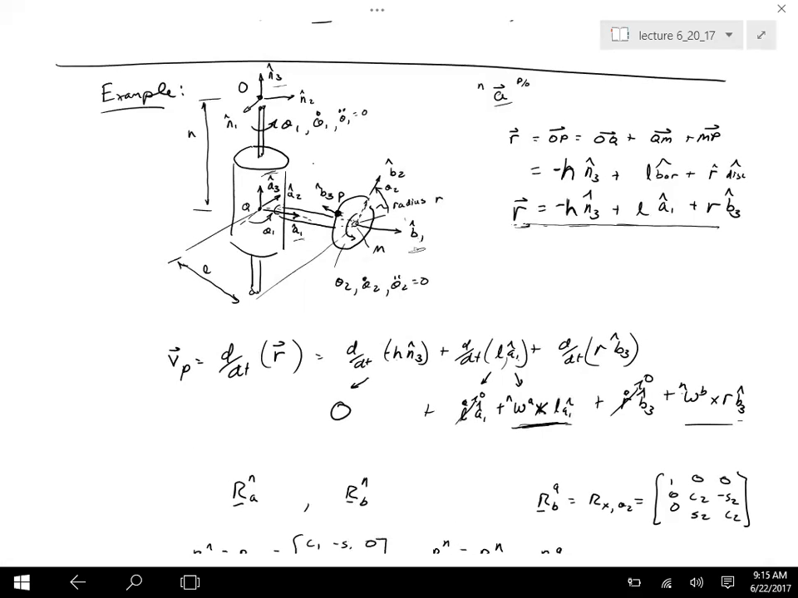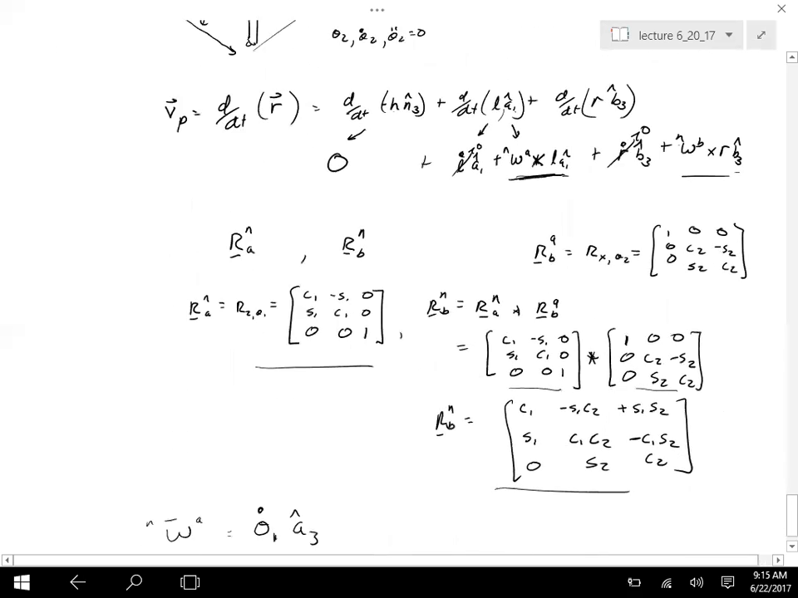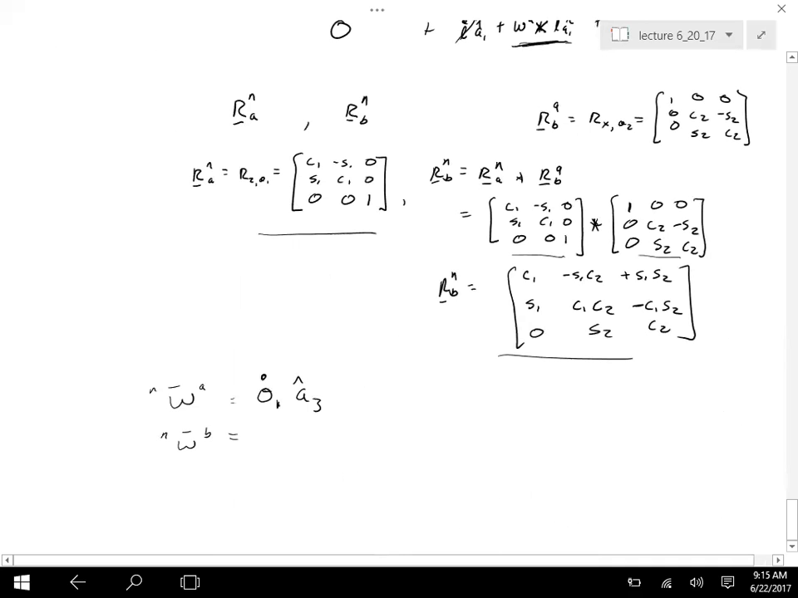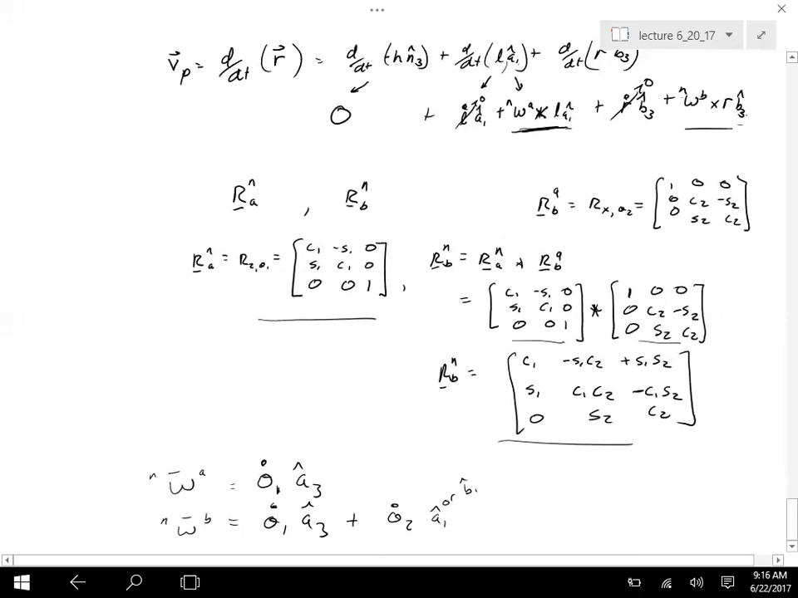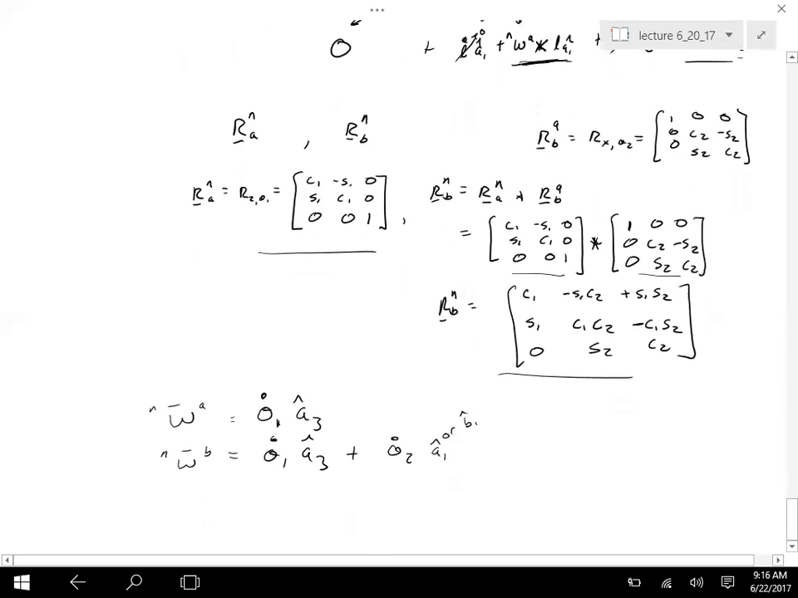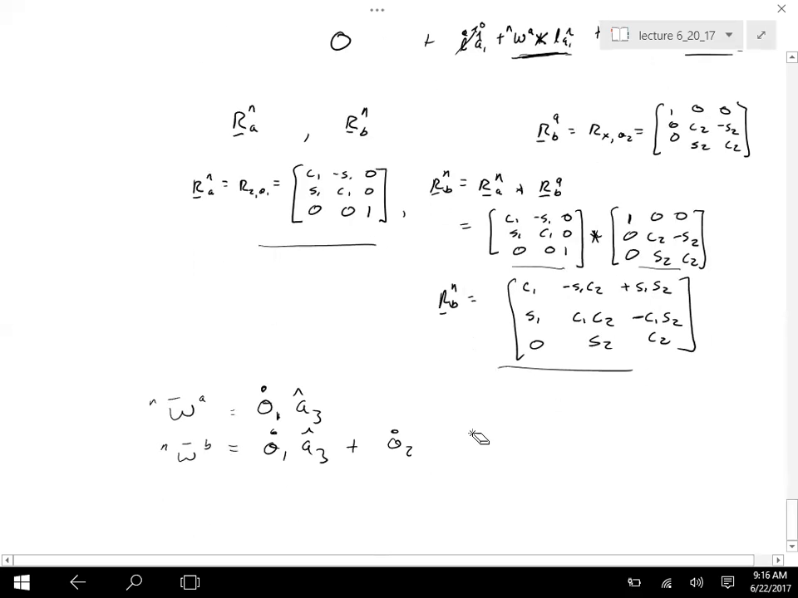The angular velocities are linear, so I can just add those things up with no loss of generality. So I get theta 1 dot A3, and then theta 2 dot around the B1 or A1 axis. It doesn't matter, they're the same direction. When I look at the cross product, I'm going to cross that with a vector in the B frame, so I'm going to use my B1 axis.